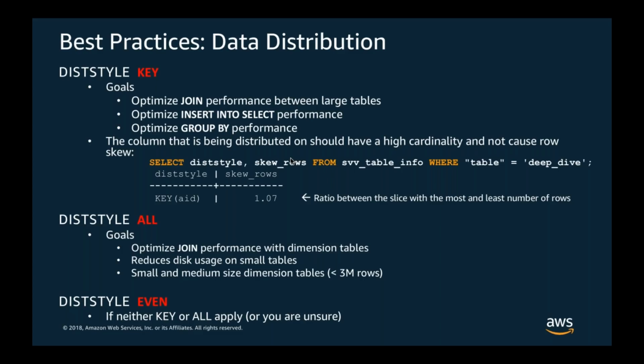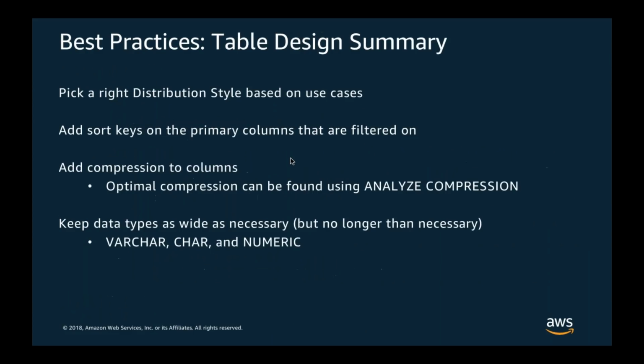So the summary from a table design perspective is picking the right distribution style for your use cases. That's going to be a key driver for getting the best performance from your system. Adding sort keys on frequently filtered columns is going to help you maintain a better zone map, so that we are able to prune the right partitions and read only the blocks that are necessary, right?